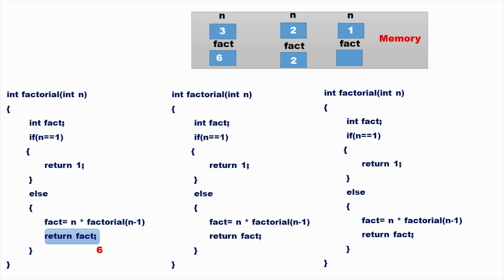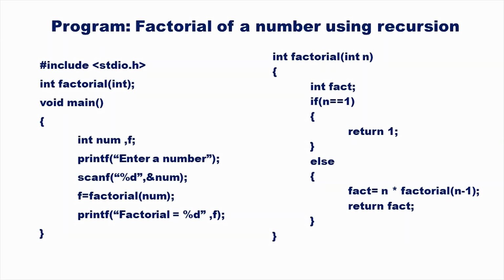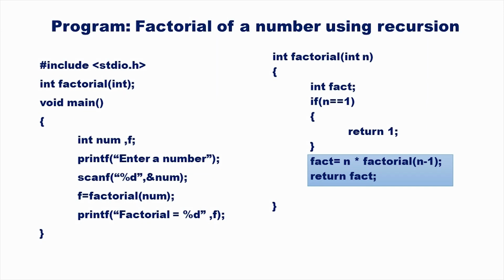Every time the function is called, the execution of the remaining portion of the function is temporarily stopped and control goes to the beginning of the function. Each invocation of a recursive function creates a new set of automatic variables. Here is the complete program to find the factorial of a number using recursion. You may omit the else clause in the function. Since the if body contains a return statement, if the condition is satisfied, the function terminates its execution and control will never go to the remaining statement.